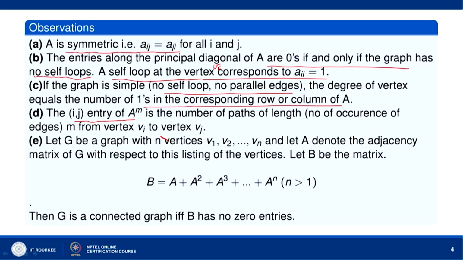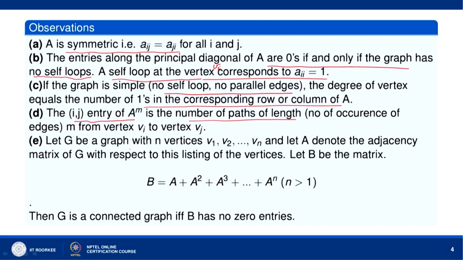Now, the ijth entry of A to the power m is the number of paths of length m from vertex Vi to vertex Vj. So, the ijth entry of A to the power m is the number of paths of length m from vertex Vi to vertex Vj. A to the power m means A multiplied by itself m times.